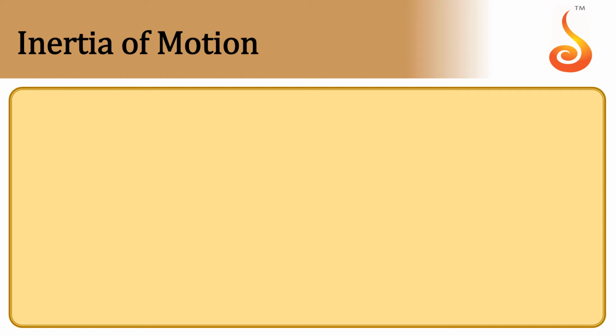Inertia of motion. By definition, inertia of motion can be defined as a property of a body by virtue of which it opposes the change of state of motion. Means if a body was in motion, it doesn't want to come to rest or it doesn't want to change its state of motion. So I'll give you an example to understand from our day-to-day life.